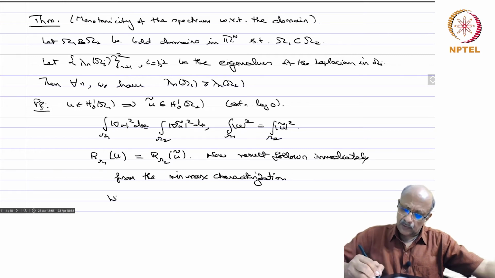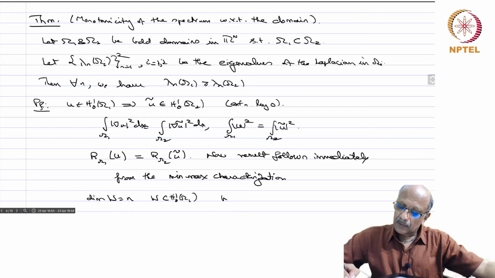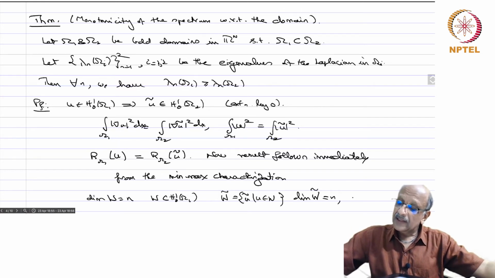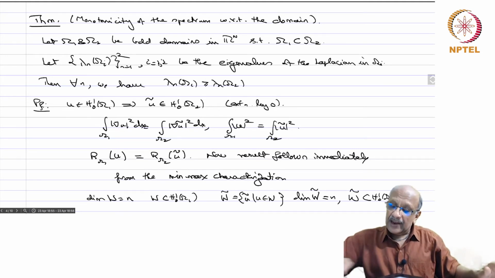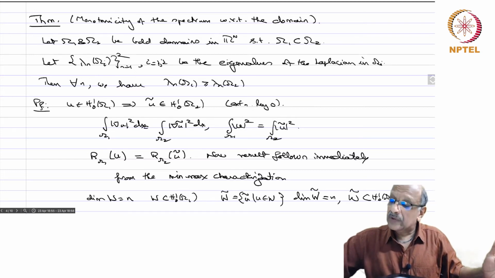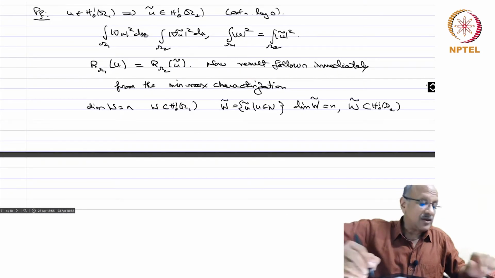So, if W has dimension n, W in H1 0 of omega 1, then W tilde is the set of all u tilde, u in W, then the dimension of W tilde equals n, and W tilde is contained in H1 0 of omega 2. And the Rayleigh quotients are the same. So, the maximum over W is the same as the maximum over W tilde, but there are more spaces in omega 2 which are of n dimension, therefore, the minimum of the maximum will be less for the bigger domain. Okay. So, it immediately follows from the characterization.